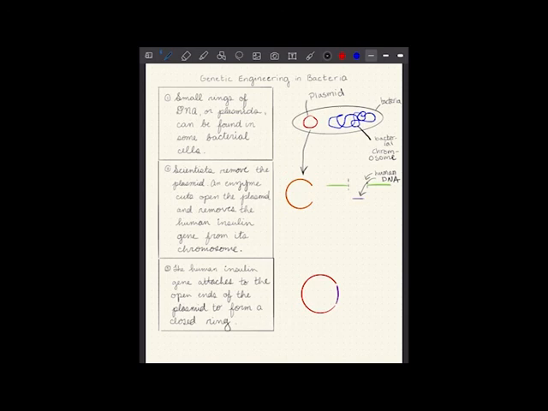And so now you've got 3 pieces of DNA. Well, these 2 pieces are going to come together because they were cut with the same enzyme. And they're going to create a new plasmid that didn't exist before. And now this plasmid has the gene to create human insulin.